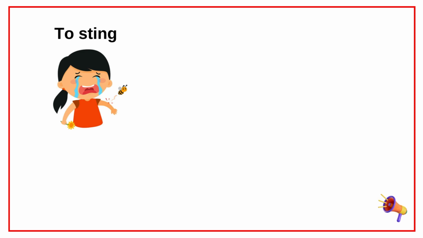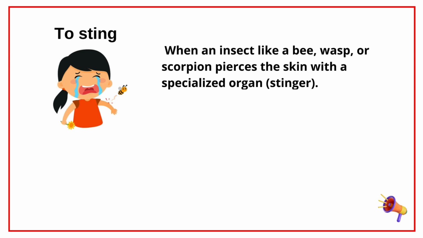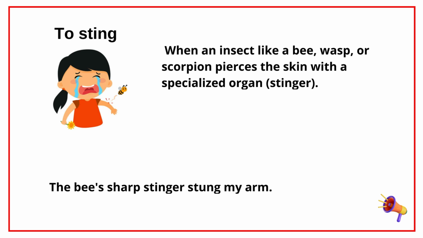To sting. When an insect like a bee, wasp, or scorpion pierces the skin with a specialized organ. Example: the bee's sharp stinger stung my arm.